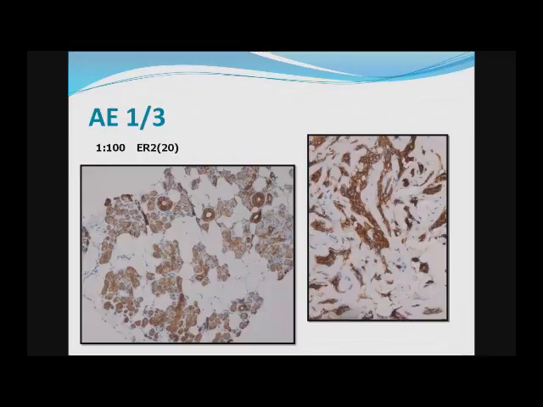The AE13, the control is on the right and the patient is on the left. This is 1 to 100, ER2 for 20 minutes. And you notice the signal to noise, where you see the spaces where you just see nuclei, you don't see brown staining. You want to have that type of staining. And even the fat layers in the specimen on the left are not staining.